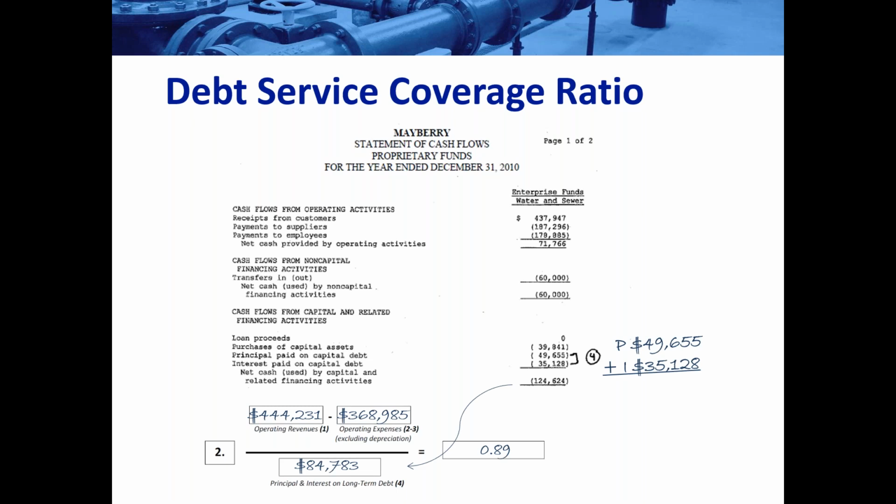0.89 is not a really good sign for Mayberry, because if it's less than 1, it means that they had operating revenues that paid for operations and maintenance, but not enough to pay debt service, let alone to add the extra security that's required.